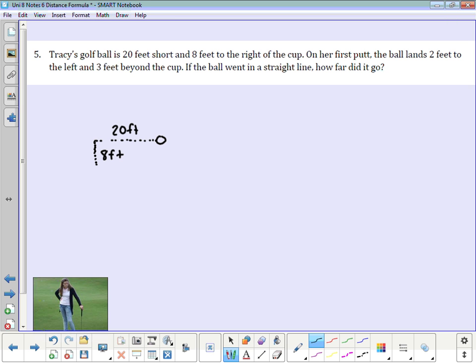Okay, so now the question is, there's her ball right now. What is that point? If I consider this my origin of my graph, if this were a coordinate plane, then this point would be 20 feet to the left, or negative 20, and 8 feet down, or negative 8. So negative 20, negative 8 is that point there.